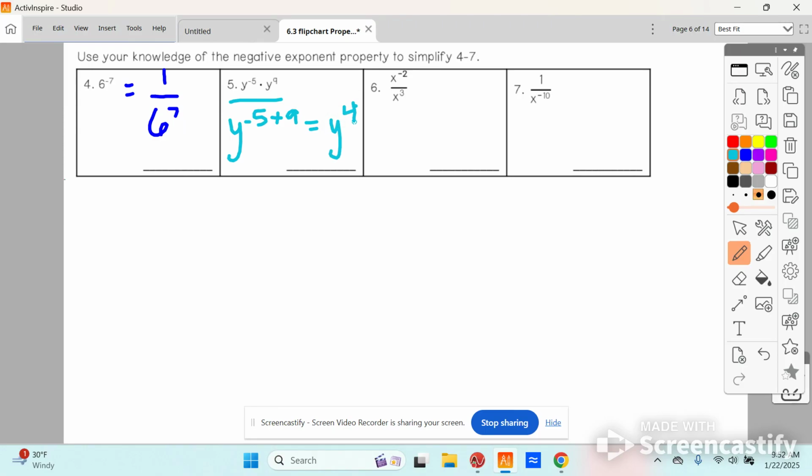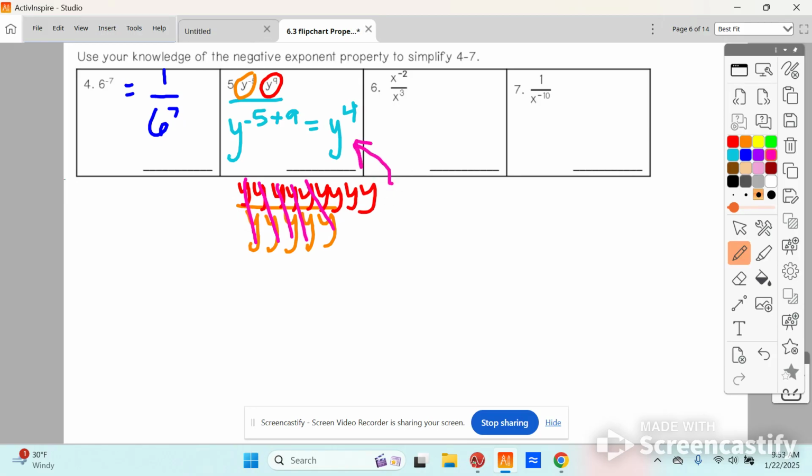I could also write this in expanded form, and I would have to put these y's in the denominator, the 5 y's, and then the 9 y's would stay in the numerator. 6, 7, 8, 9. And when I go to cancel, I'm left with 4 y's in the numerator. So y to the 4th.